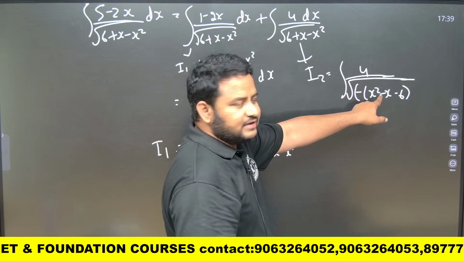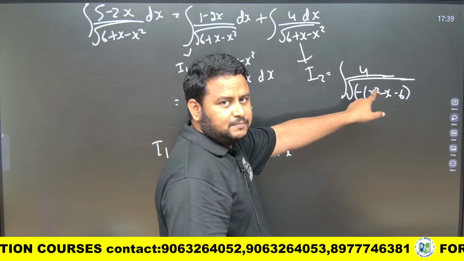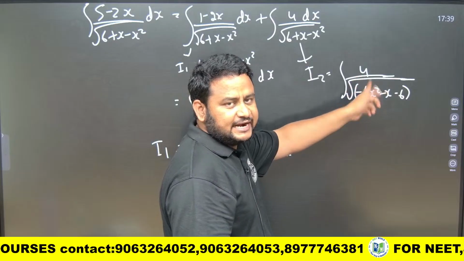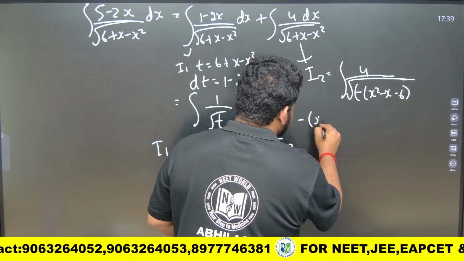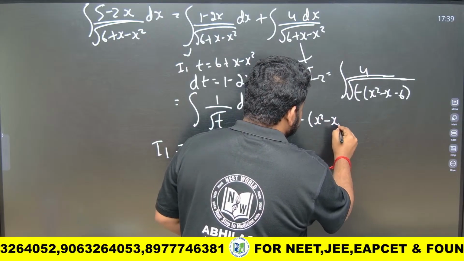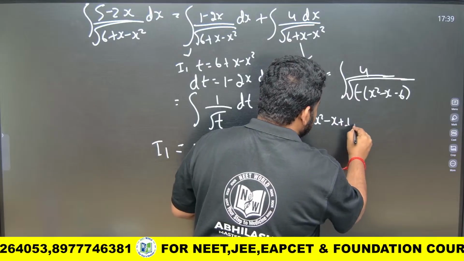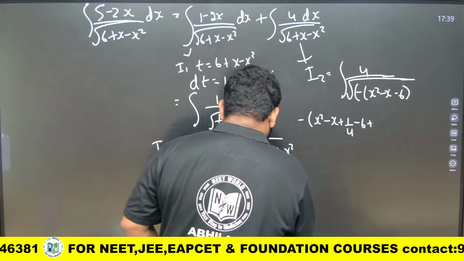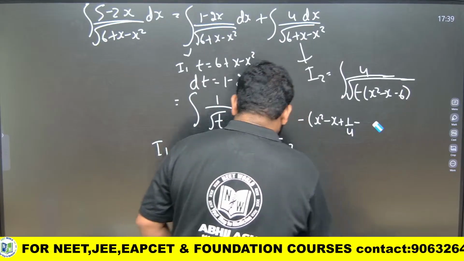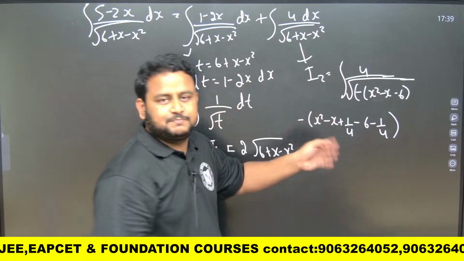Here the coefficient of x is 1. So if I divide by 2, this will become 1 by 2. 1 by 2 square I should add and subtract. So minus, let it be outside, this will be x square minus x, this is 1 by 2, right? So 1 by 2 square, that is 1 by 4, I will add and subtract. Minus 6, and I have already added, so I have to subtract here. This will become minus 6 minus 1 by 4.